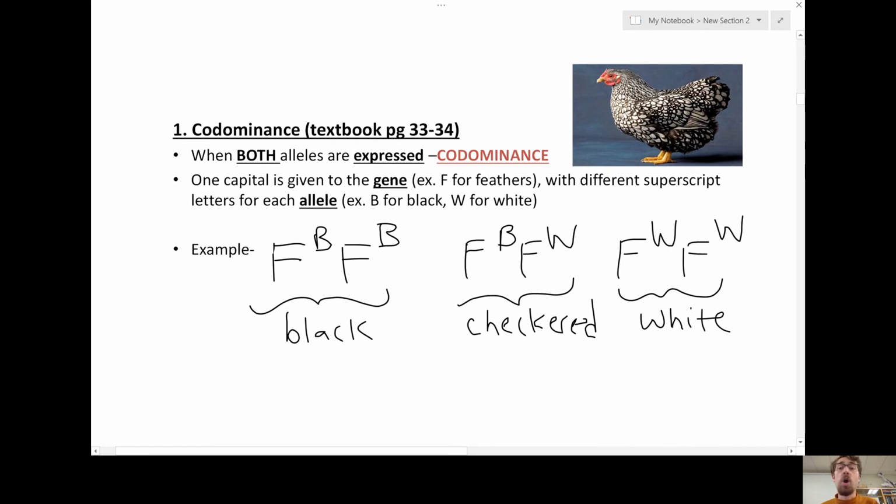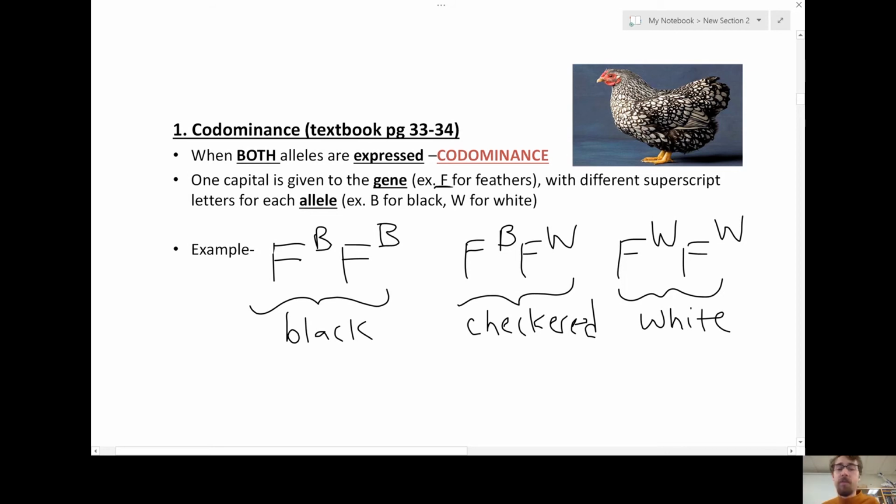The first one is called codominance. Both alleles are expressed. Think of co-workers working together. We have an example here of a chicken. With these codominant alleles, you could still draw Punnett squares for them, but we're going to change a few things and add in some superscripts. With the chickens, we're looking at feather colors.